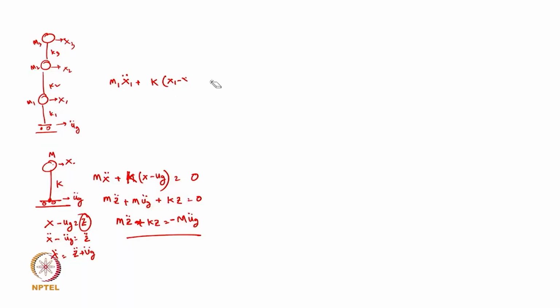You can also write x, not a problem. If you are writing x, then we should use this, and the others will remain more or less similar. k into (x2 minus x1) plus k into (x2 minus x3) will be 0. Here also, sorry, plus k into (x1 minus x2) will be 0. So like this way your equations will come in.